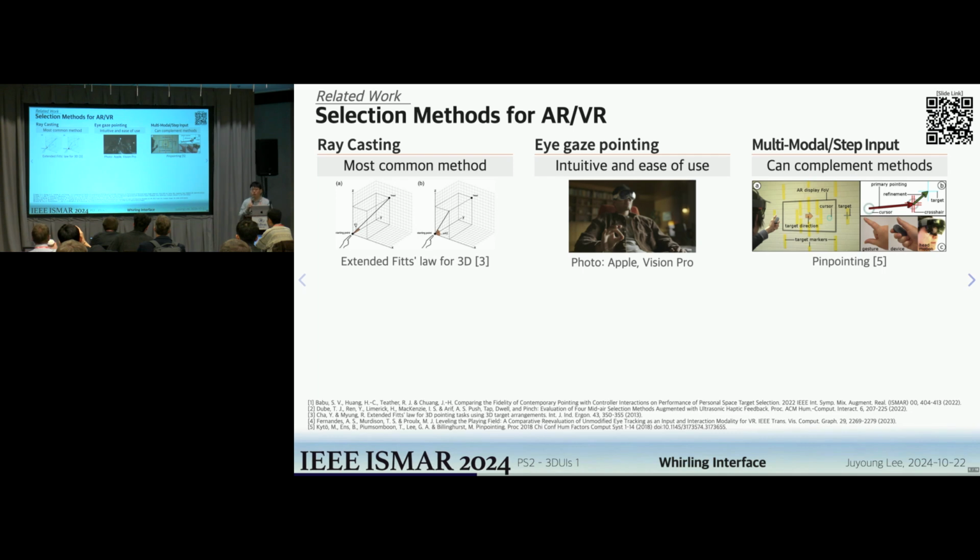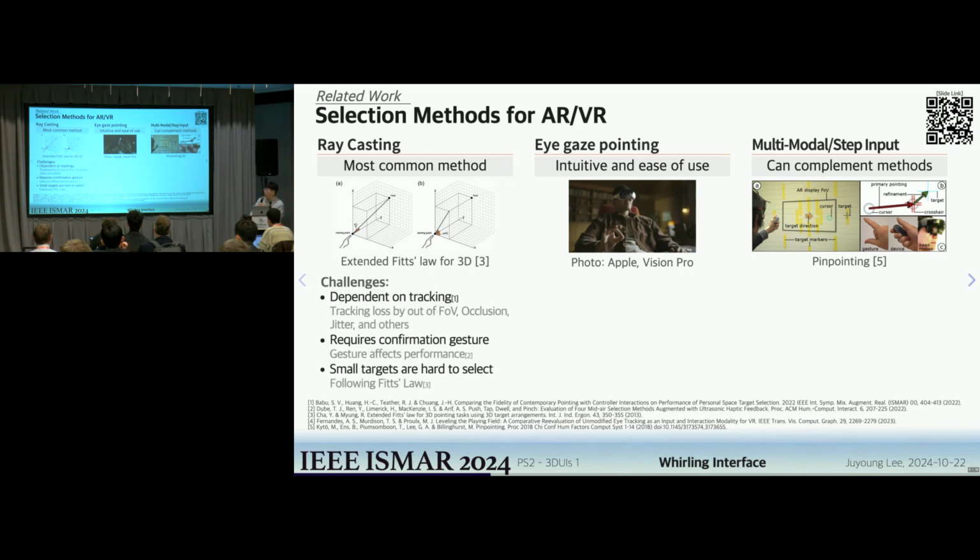There are several research efforts on small target selection with a bare hand, and these are all common. First, ray casting is the most common method, and eye gaze. We all love eye gaze; it is intuitive and easy to use. There is also a lot of research using multimodal and multi-step approaches to complement the limitations of each. But all of these have some challenges.